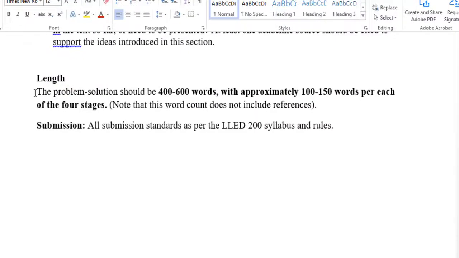So again, length, it should be 400 to 600 words. So probably about even with the 4 different stages. We're looking at approximately 100 to 150 words per each of the 4 stages. Remember, that doesn't include your references. Submission is all by syllabus rules on Canvas.